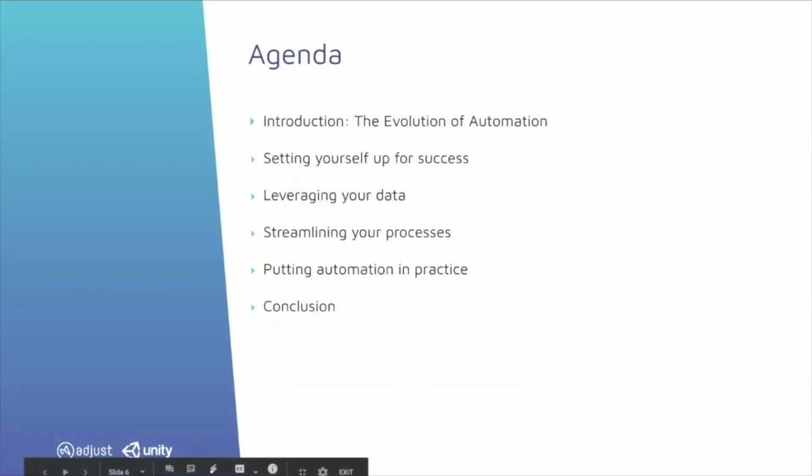So Unity and Adjust wanted to come together as leaders in the mobile advertising space to provide our perspective on where automation is changing mobile marketing and how you can adjust your user acquisition strategies going forward. We'll start with an introduction on the evolution of automation, setting yourself up for success, leveraging data, streamlining your processes, putting automation in practice, and then ending with a conclusion and a wrap-up.